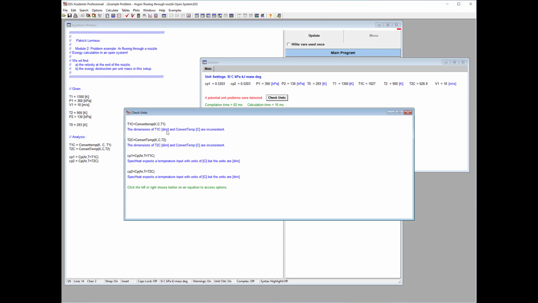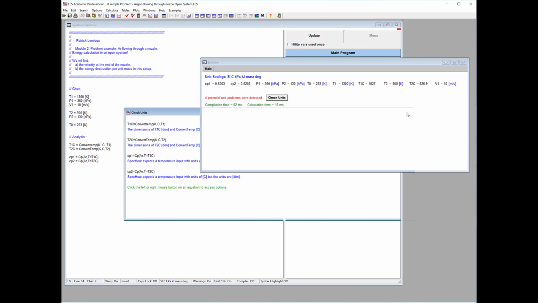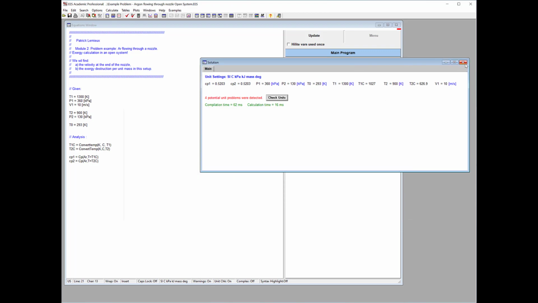T1C, dimensionless, and convert C, of course, spits back a temperature in Celsius. So I need to define my T1C and T2C. Specific heats affect the temperature input with units of C, but the units are dimensionless. So they're all related to the fact that T1C and T2C are not defined in terms of units. Let's take care of that immediately.